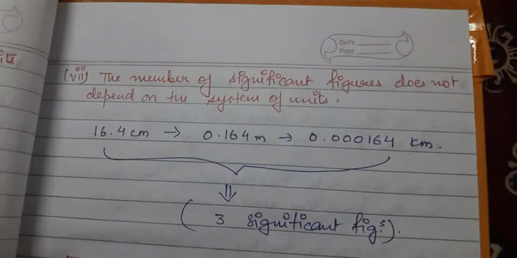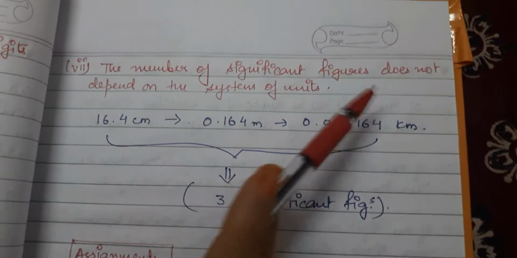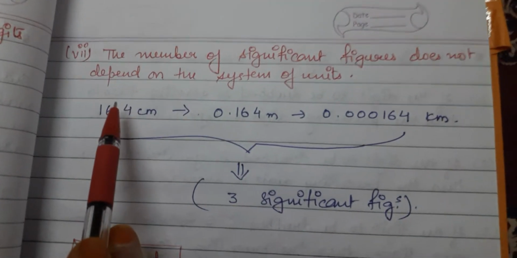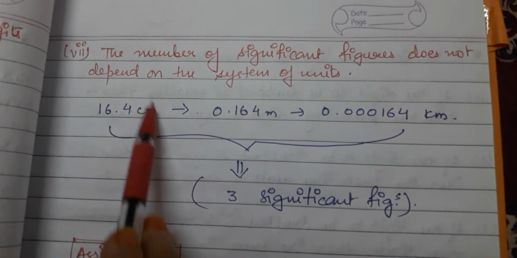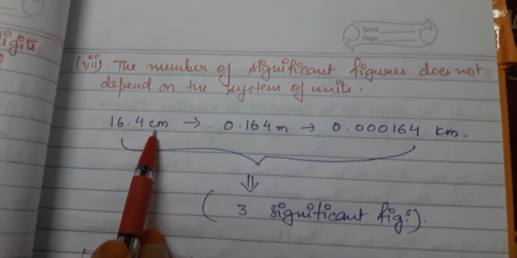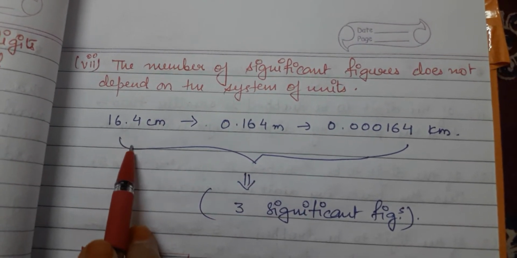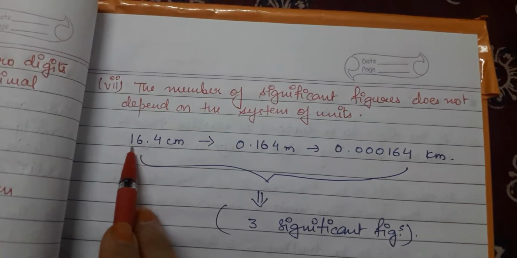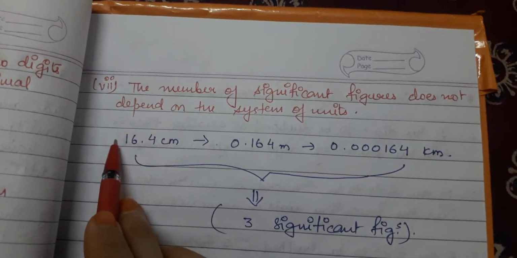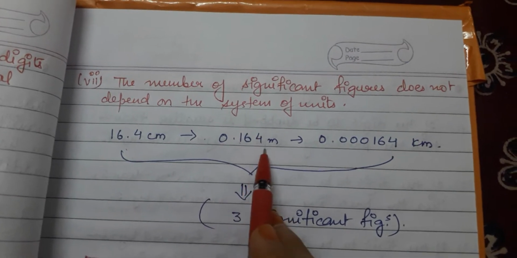Now the last rule of the significant figure, that is, the number of significant figures does not depend on the system of units. Means what? Suppose we take an example of 16.4 centimeter. We have taken a measurement, that is 16.4 centimeter. Then if I want to convert this centimeter into meter, I have to divide by 100. So I divide 16.4 by 100, and I have to shift the decimal point, because I am dividing by 100. So it becomes 0.164 meter.